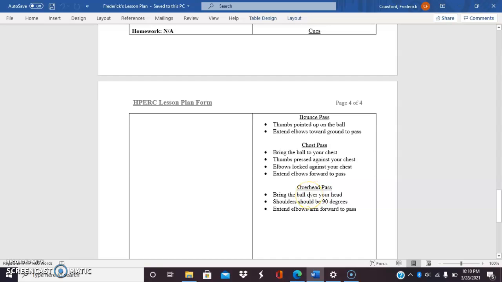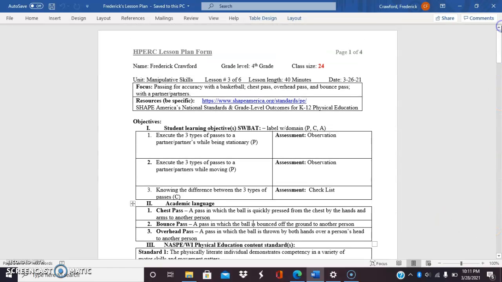Overhead pass: bring the ball over your head, shoulders should be 90 degrees, extend elbow slash arm forward to pass. That's my lesson plan for the skills theme.